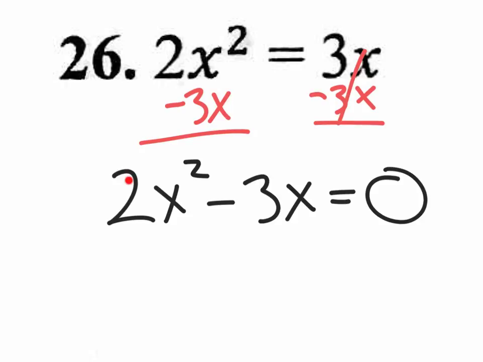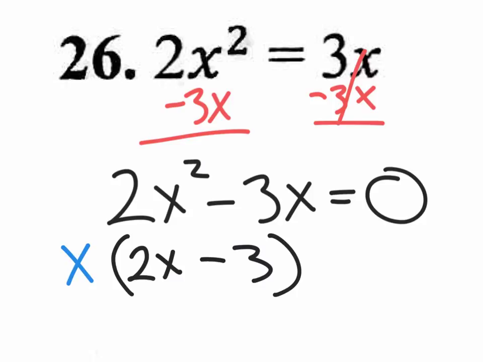What could I pull out? What's my GCF of this quadratic binomial? What's in common in both terms? Is there a 2 in common in both terms? No. Is there a 3 in common in both terms? Is there anything in common in both terms? X. So let's pull out the x. And what would be left on the inside if I pull out an x? 2x minus 3, correct? Equals 0.